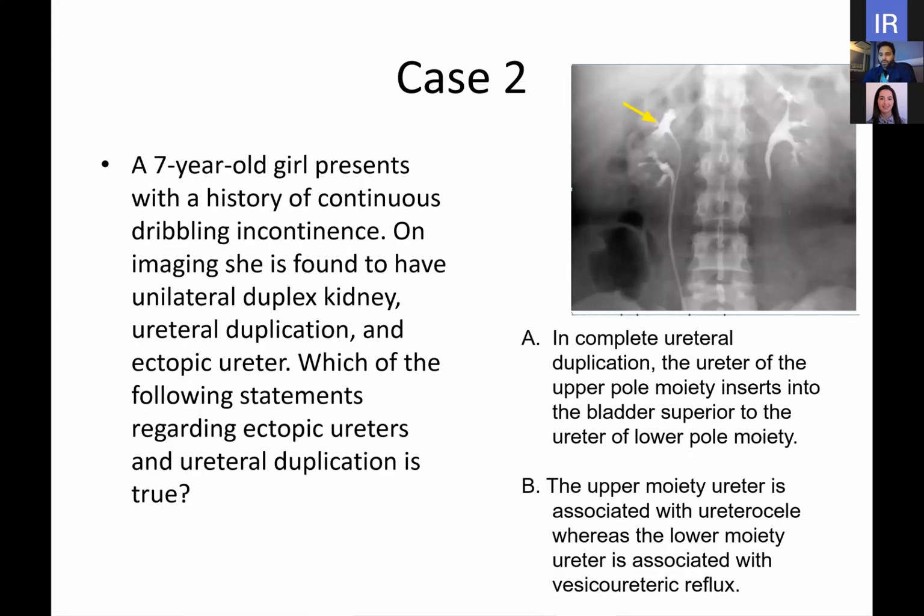So that's case 1. If we go on to case 2, I'll let you guys read this. We've got a 7-year-old girl who presents with a history of continuous dribbling incontinence. On imaging, she is found to have unilateral duplex kidney, urethral duplication, and ectopic ureter. Which of the following statements regarding ectopic ureters and urethral duplication is true?